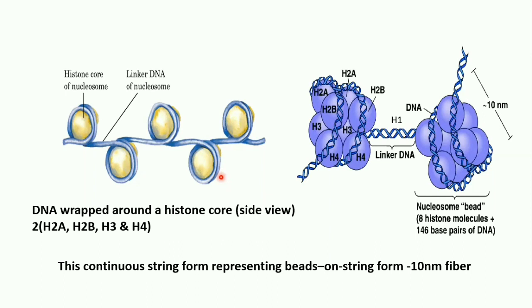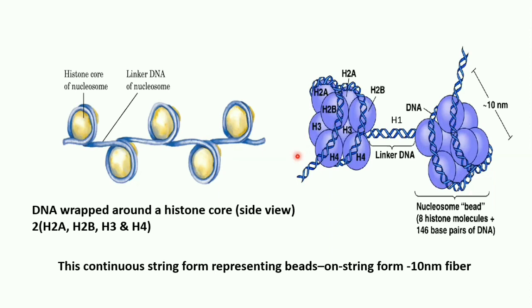There are 5 classes of histones: H1, H2A, H2B, H3, and H4. Here you can see H2A, H2B, H3, H4, and this is H1. This is a histone octamer. Octamer means an 8 protein complex. Here there are 8 histone molecules. They combine together. This is the core.